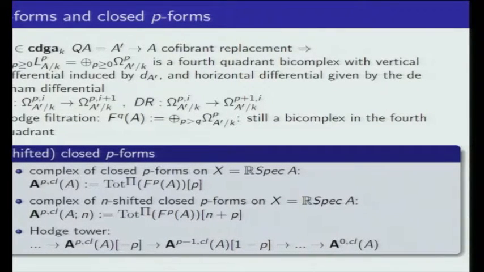Then I take the sum of the wedge powers, the p-th wedges of the cotangent complex, which is the same thing as taking a cofibrant replacement and the usual Kähler differentials of A' over K. This is a bicomplex with two differentials. One differential is induced by A', and one differential is given by the de Rham differential. I take the naive Hodge filtration F^q, where I sum over all the p bigger than q, and this is still a bicomplex. And then I define the complex of closed p-forms to be the totalization with respect to the product of this Hodge filtration at p, shifted by p.